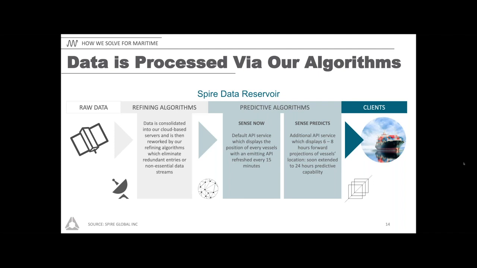Then we also have the Predict AI, which predicts positions up to 8 hours in the future. And as I mentioned before, we have a routing engine that will soon be integrated into our API to give positions all along a route for an entire voyage of a ship. And all of that is done in-house, and we just give you the information on where that ship is going to be.